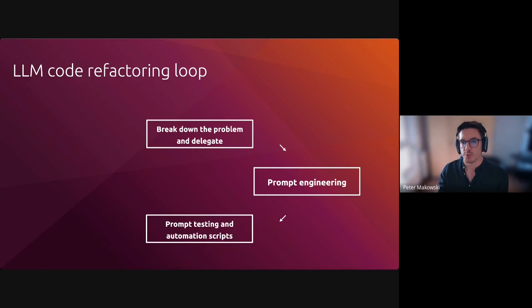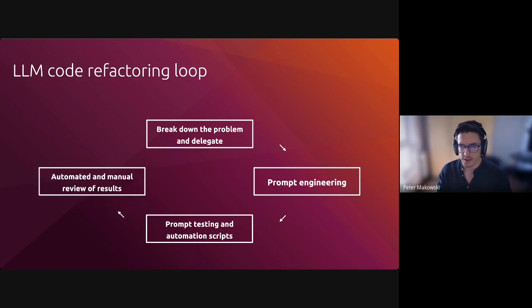And then prompt testing, ideally on a small but diverse subset of components, as the prompt may need to be adapted for each group, and automation scripts to apply the suggestions made by the model across the code base. And lastly, a combination of automated checks, such as unit tests and linting tools, and manual review of these results.